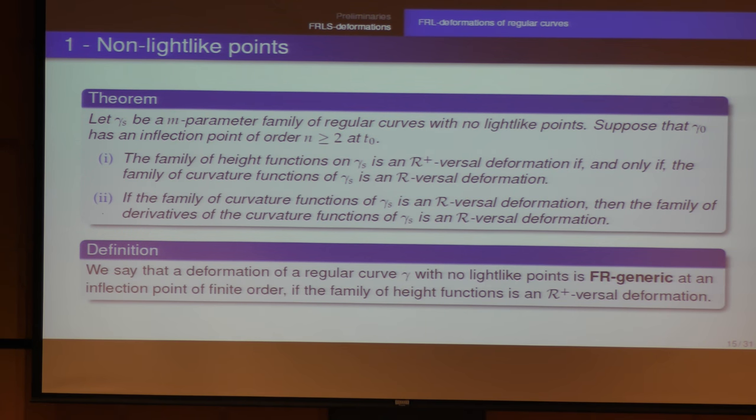Now, we say that a deformation of a regular curve with no light-like points is FR generic at an inflection point of finite order if the family of height functions is an R-plus versus deformation. Now, we will see the FR generic deformations at the special points: inflection points of order 2 and inflection points of order 3.